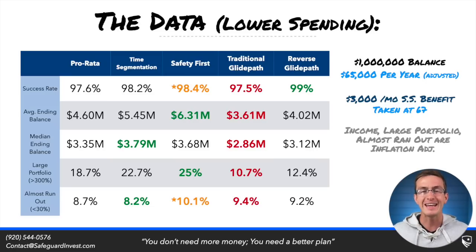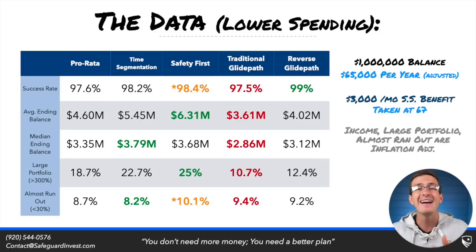You'll also notice at the bottom that I highlight for the safety first approach the almost run out row. Now, what is that almost run out row? Well, basically, if your ending portfolio was less than 30% of your starting portfolio in inflation adjusted terms, you quote unquote almost ran out of money. Well, the reason this is highlighted in orange is because almost running out doesn't mean the same thing in the safety first approach as it would in, let's say, the pro rata approach. If you run out of money using pro rata, all you have left is Social Security. If you run out of money in the safety first approach, you have Social Security plus your annuity income. And those will both probably be pretty close to your full goal. And so it means something completely different in the context of an unsuccessful trial.